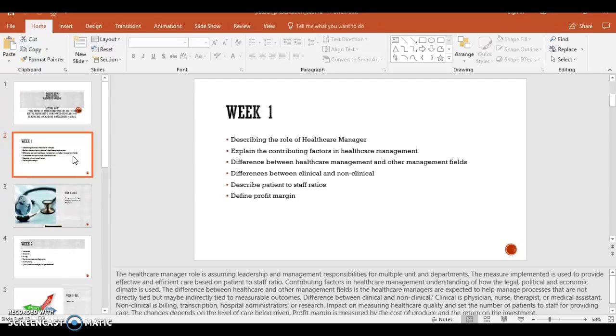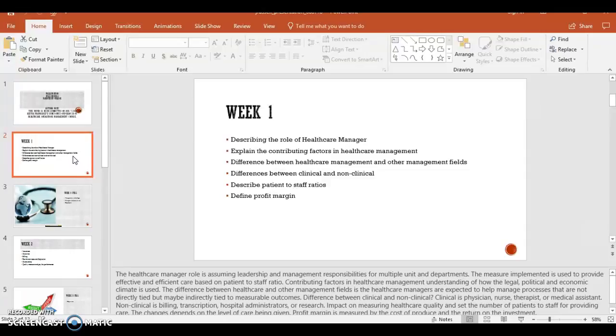Week 1 is describing the role of the healthcare manager. Describe the contributing factors in healthcare management, the differences between healthcare management and other management fields, and the differences between clinical and non-clinical, and describing patients to staff ratio, and define profit margins.